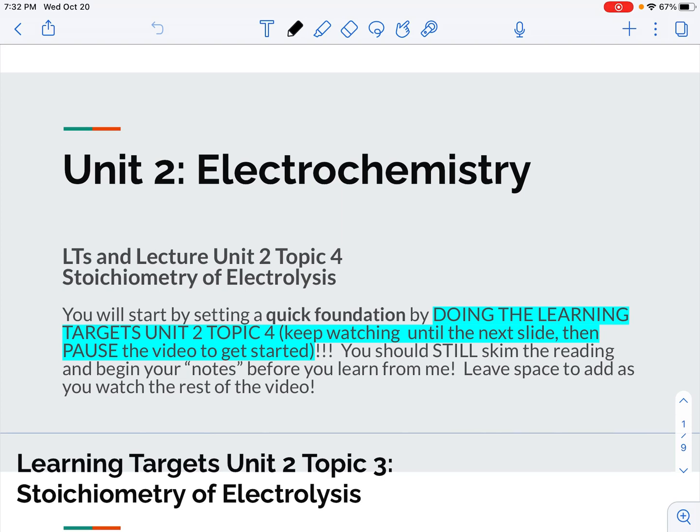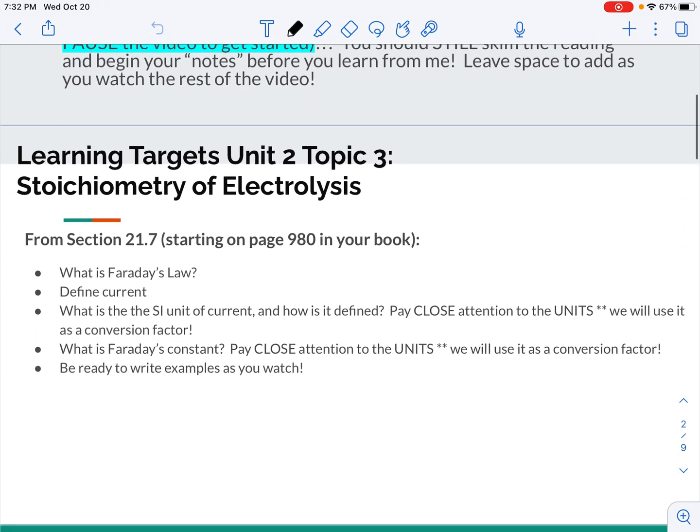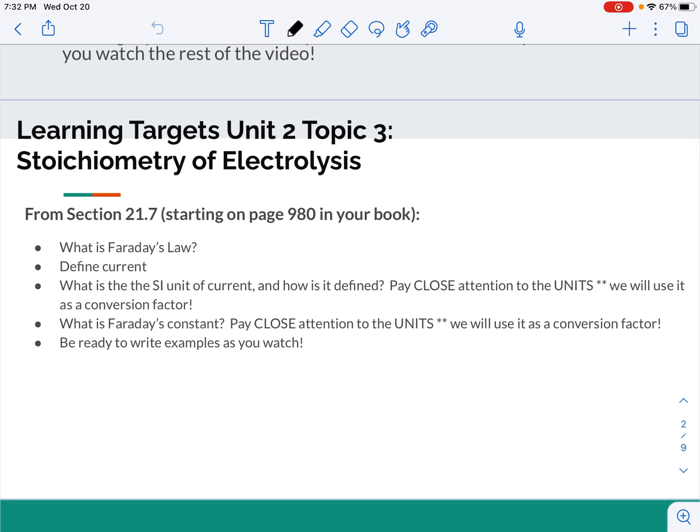So the first thing that you're going to do is the same thing you've been doing, and that would be make sure that you complete these learning targets. It's a short list this time, and you can find most of it right there on page 980 in your book. So start there. And then pause the video, and when you're finished, then you can start the video again. So go ahead and pause.